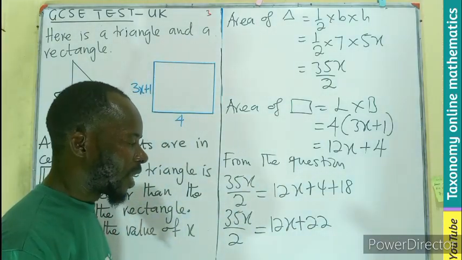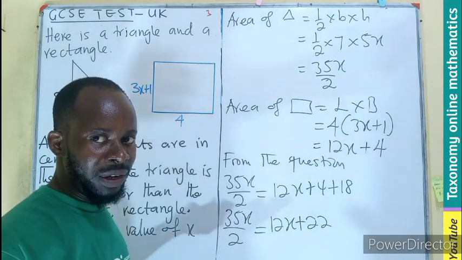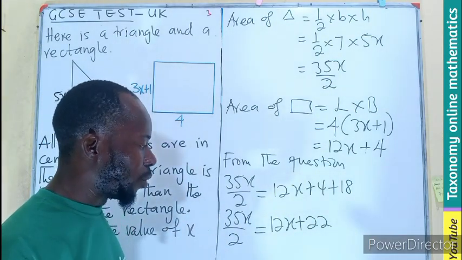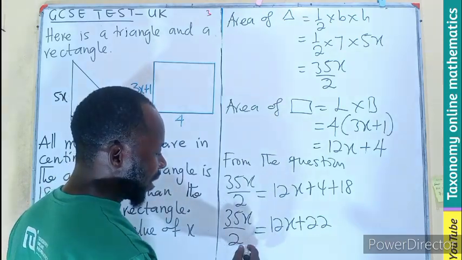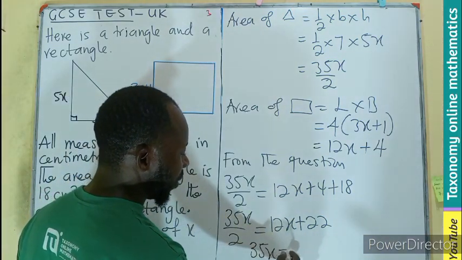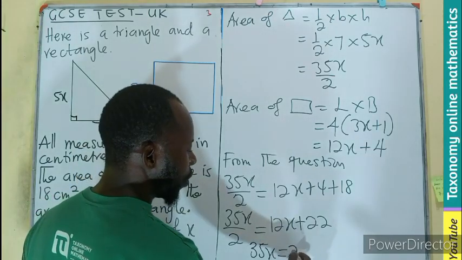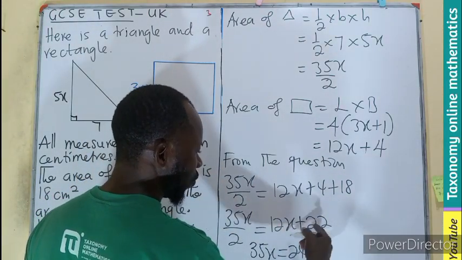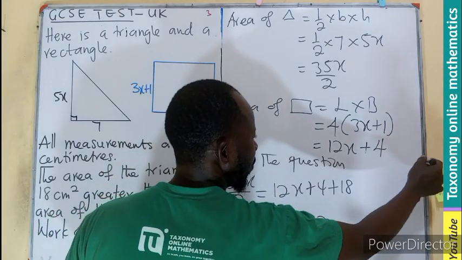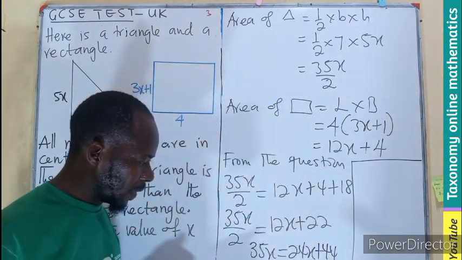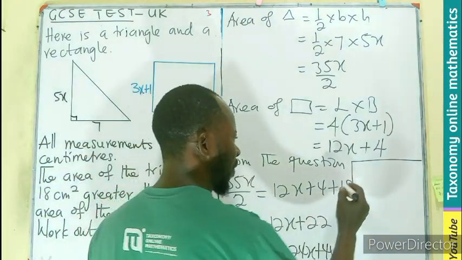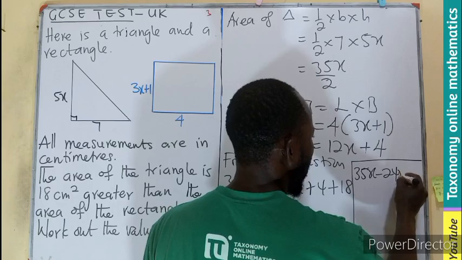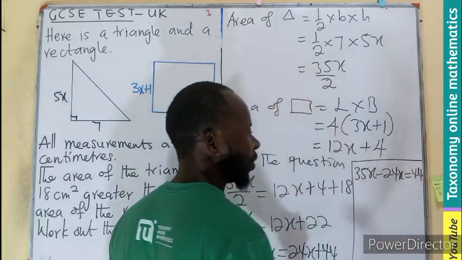I guess our LCM here is going to be 2 because it's an equation that has a fraction. So you multiply both sides by 2. That will leave us with 35x equals 2 times this, which is 24x, and 2 times this gives us 44. Let's manage this space and see. We are going to group like terms: 35x minus 24x equals 44.